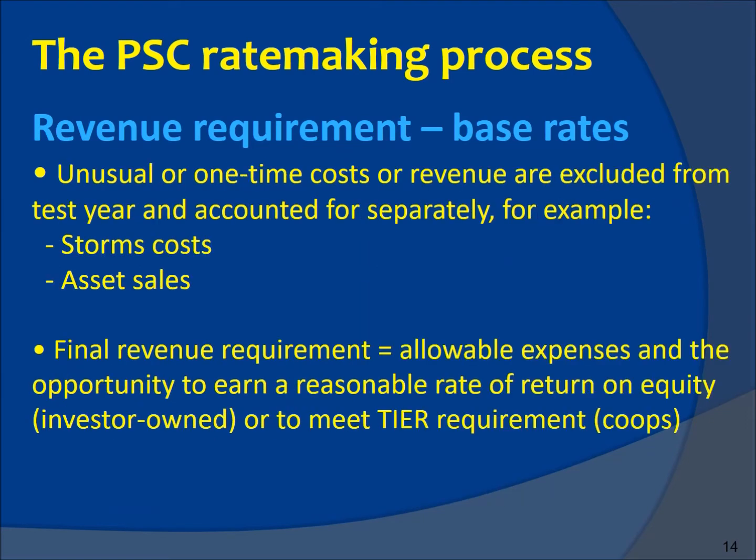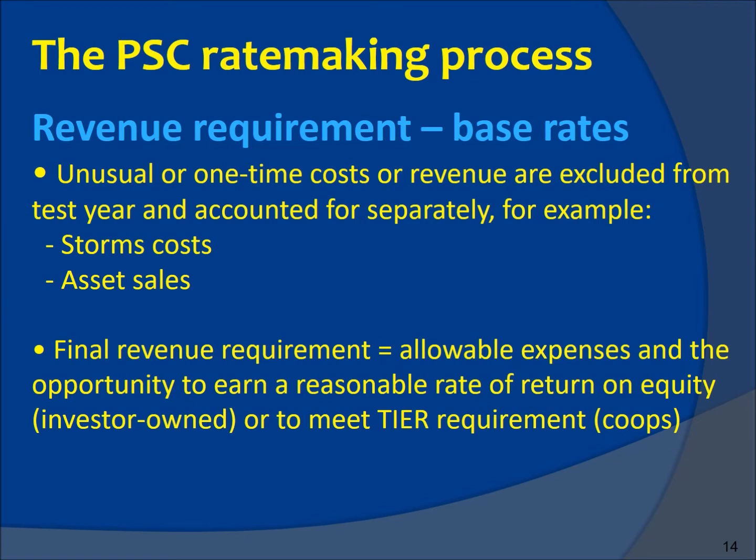Unusual or one-time costs or revenue are excluded from the test year so that they do not distort the revenue requirement. They are instead accounted for separately and spread out over time. For example, unusually high storm recovery costs during a test year would artificially increase the revenue requirement, since those costs are not incurred on an annual basis. Therefore, they may be excluded. Revenue from asset sales also may be excluded.